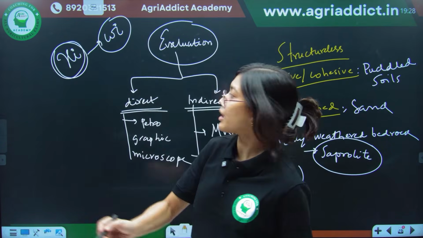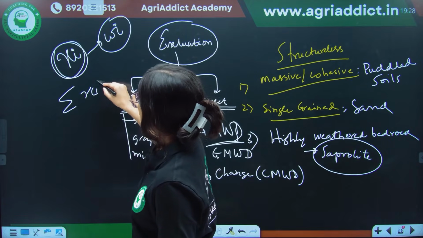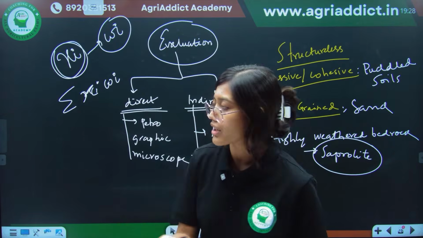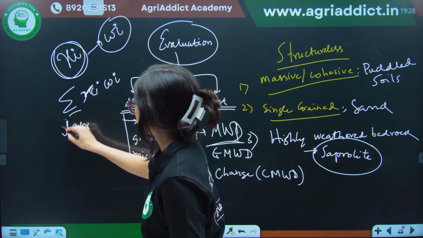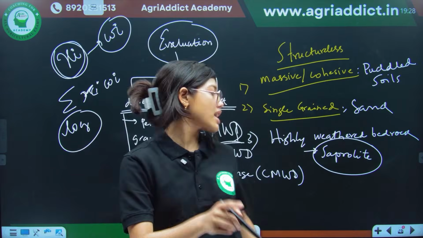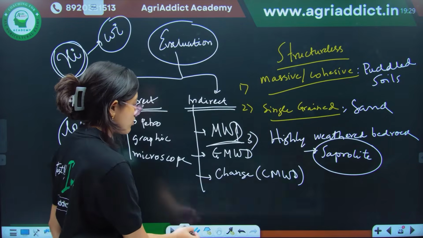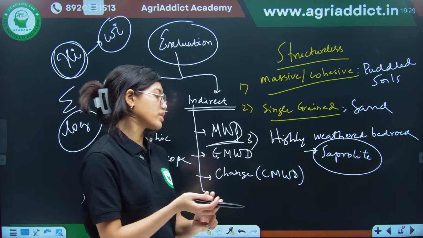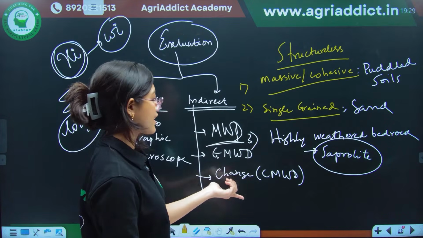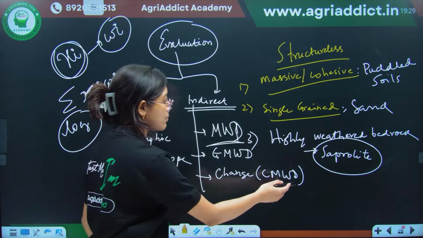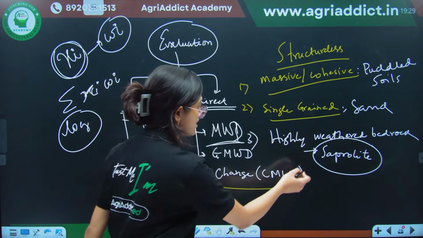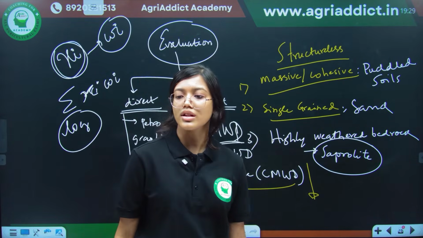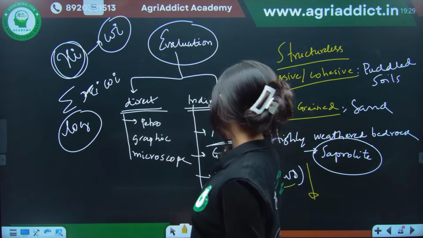So in case of mean weight diameter, you are just going to sum them all up: summation of Xi into Wi. Whenever you have geometric mean weight diameter, you are going to take the logarithmic scale of that. And the change in mean weight diameter is used to measure the change in water stable aggregates and poor aggregates, and mechanically separated aggregates. So technically it is telling you the percentage of aggregation. The lower the change in mean weight diameter is, the better is your soil structure. So this is how you can evaluate the soil structure.